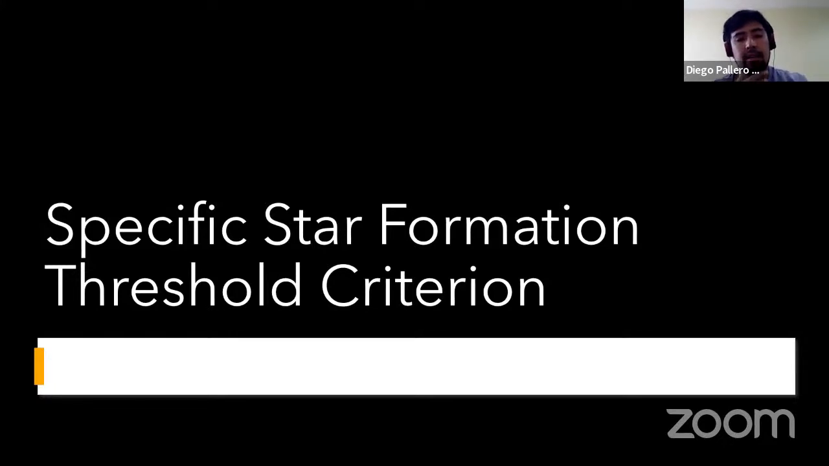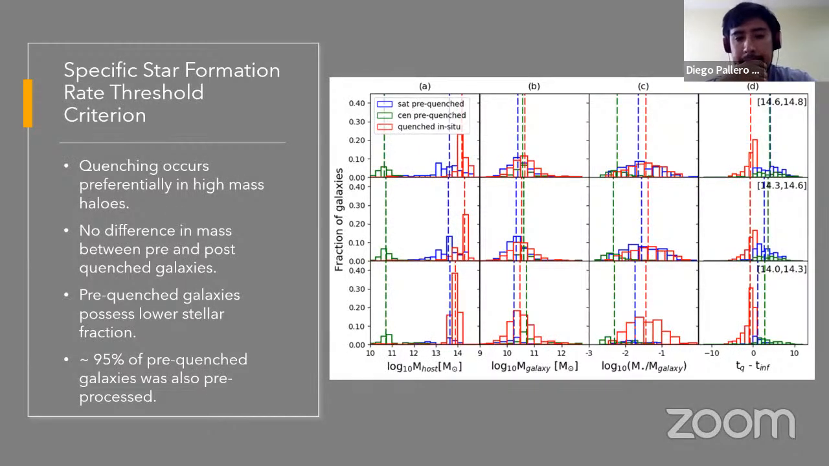But if we use a specific threshold in specific star formation rate to select galaxies as quenched or not quenched, the results actually change a lot. In these histograms you can see the host mass at the time when the galaxy reaches this threshold in specific star formation rate for the first time, the mass of the galaxy, how baryonic dominated it is, and the difference between the time of quenching and the time of inflow, where I remind you that the time of inflow is defined as the moment when the galaxy crosses the virial radius of the cluster for the first time.